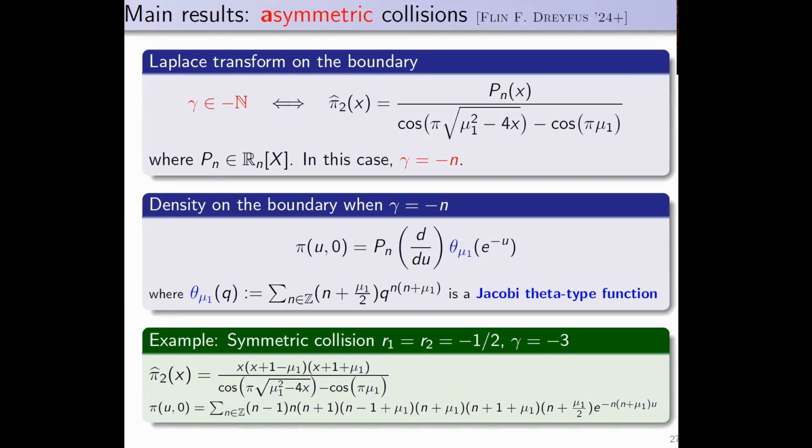You mean the intensity of the drift? Yeah, I don't know.